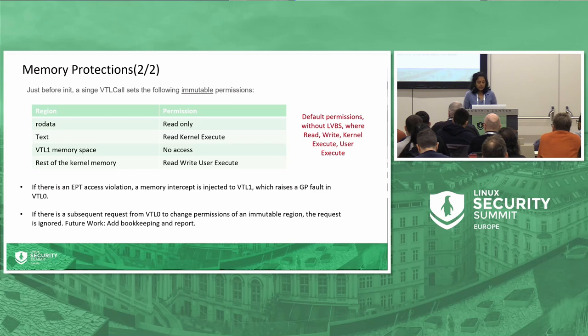Now once these permissions have been established, this is how the kernel memory space looks. There is the kernel read-only data section, which has read-only permission set in EPT. Text space, which has read and kernel execute permission set. VTL1 memory space gets no access from VTL0: VTL0 cannot read, write, or execute from VTL1. And then the rest of the kernel memory space has read, write, and user execute permission. The thing to note here is that by default, without LVBS, the permissions in EPT are read, write, kernel execute, and user execute for all guest pages.